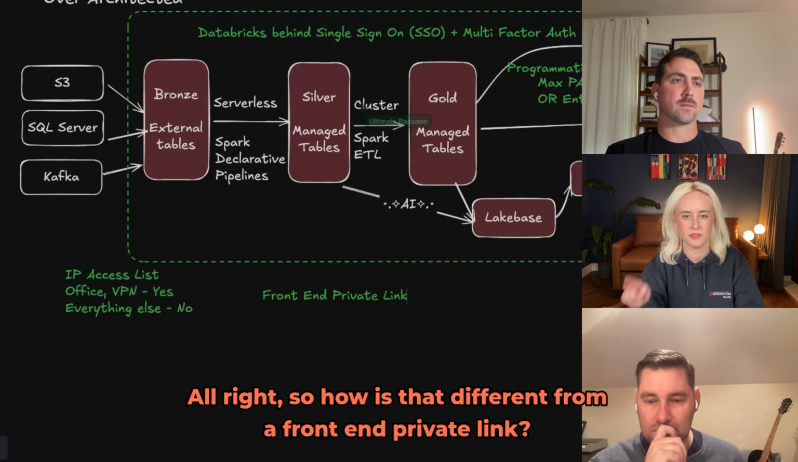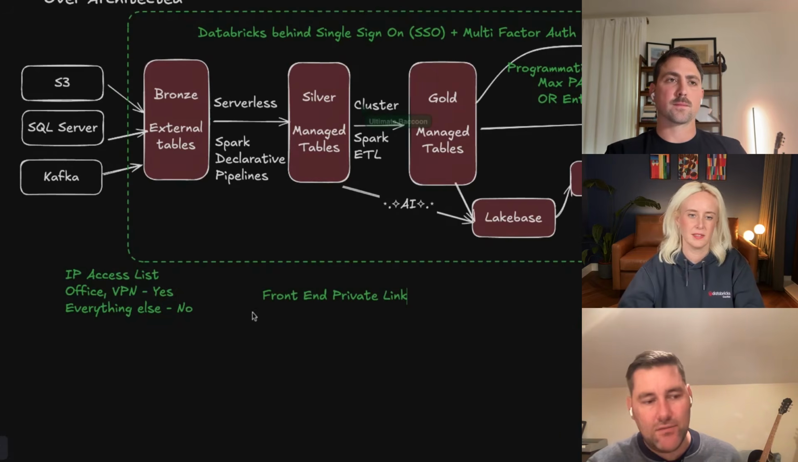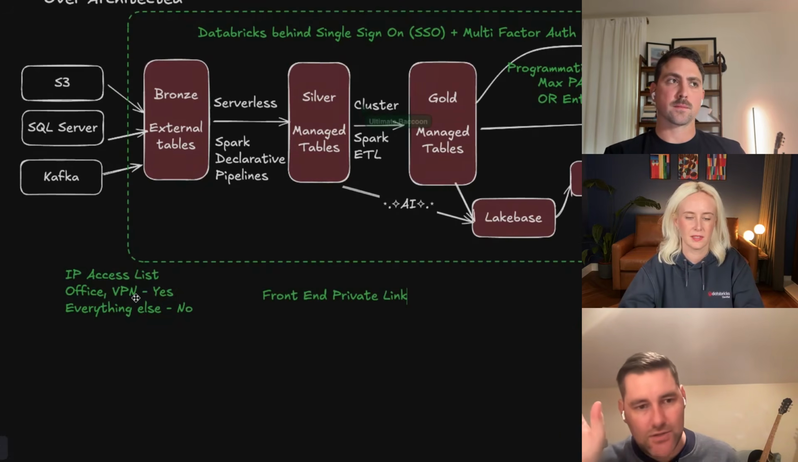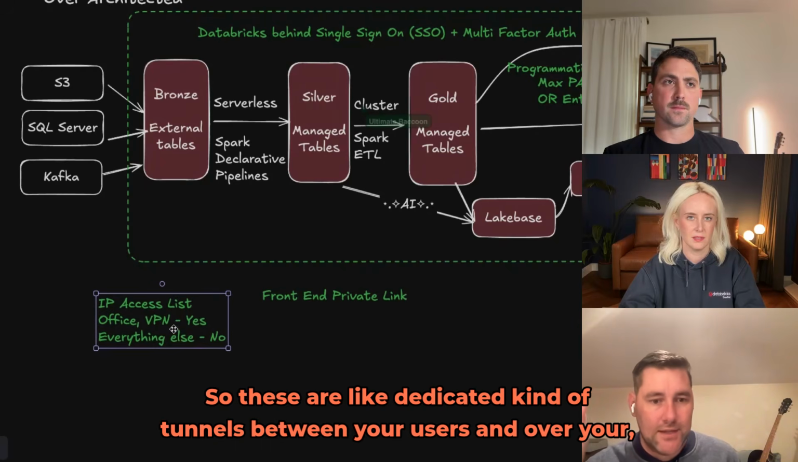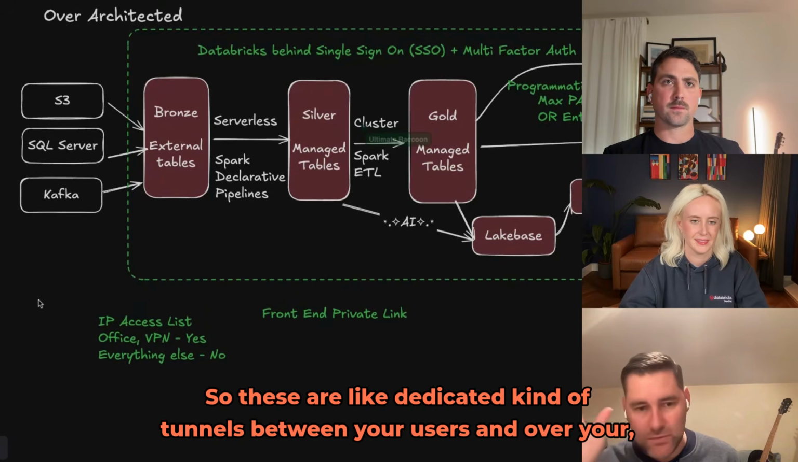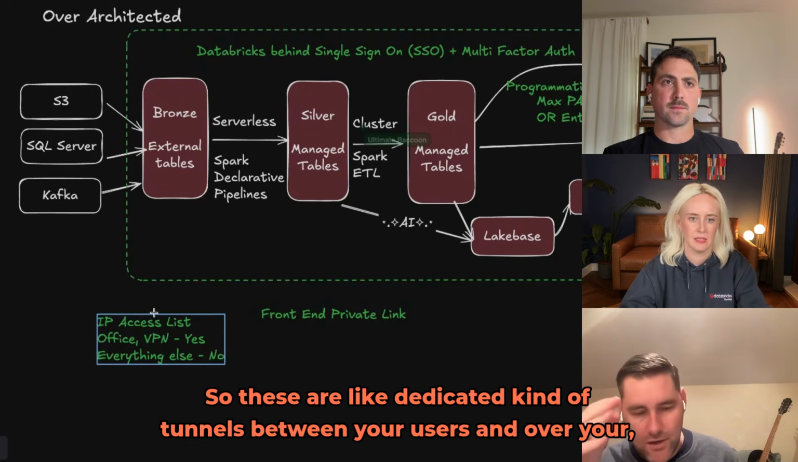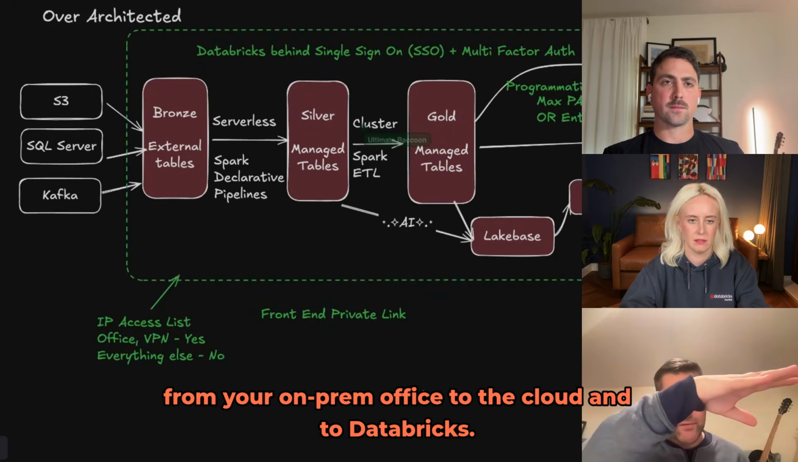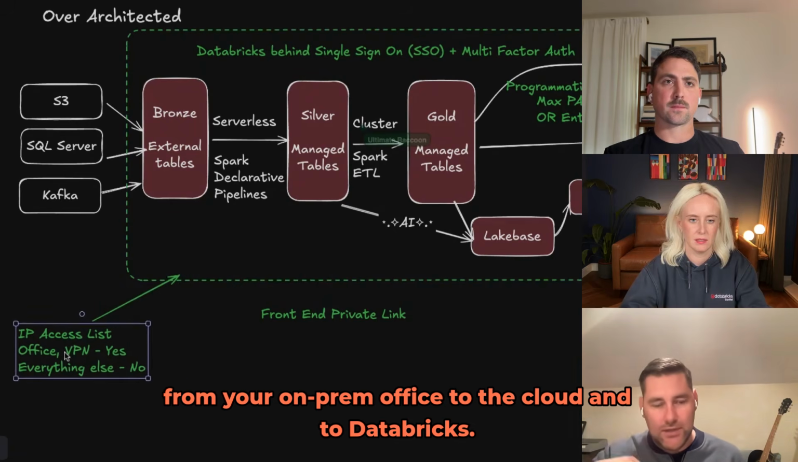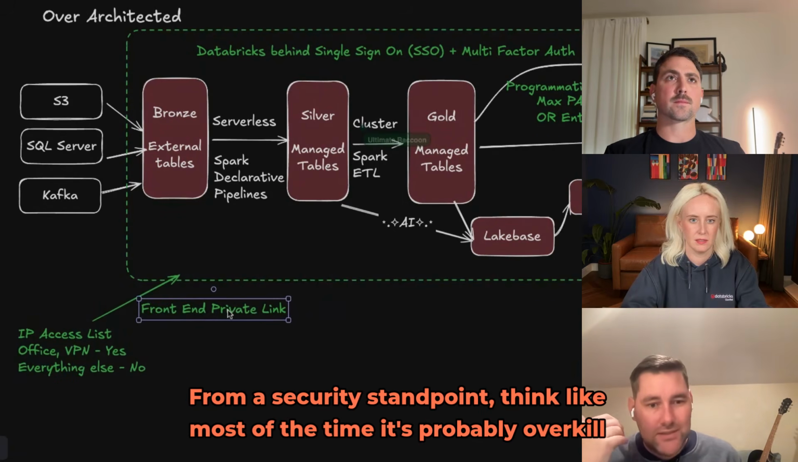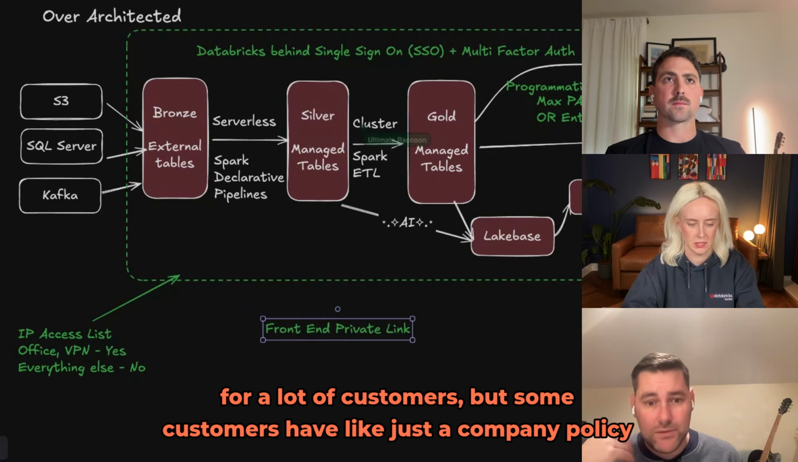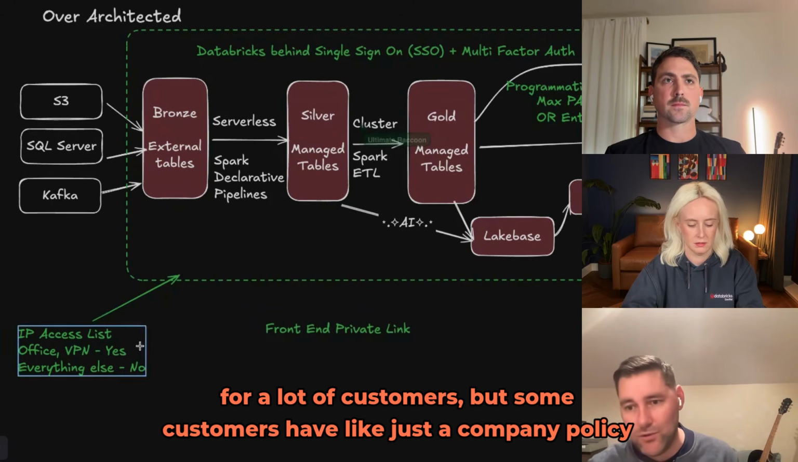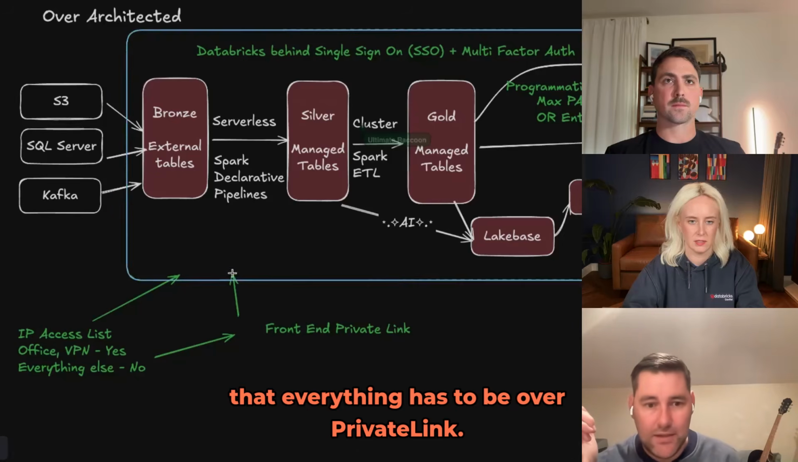All right, so how is that different from a front-end private link? Front-end private link essentially makes the end-to-end connection between your users and your Databricks workspace over private networks. So these are dedicated tunnels from your on-prem office to the cloud and to Databricks. From a security standpoint, I think most of the time it's probably overkill for a lot of customers, but some customers have a company policy that everything has to be over private link.